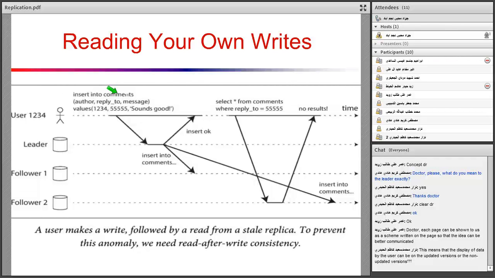Omar says that each page can be shown to us as a scheme written on the page so that the idea can be better communicated. Okay, Omar. And Nazar says this means that the display of data by the user can be on the updated version or the non-updated version.